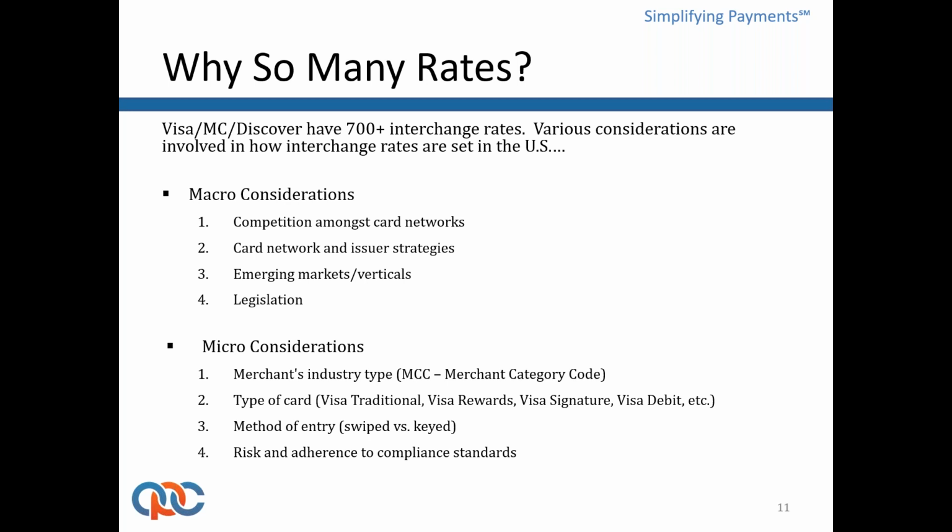A third reason why we have so many interchange categories is because of emerging markets. Both the card networks and the card issuers are trying to grow usage in the United States. We're pretty much paying for everything with cards, but they're always trying to find new markets where cards could be used. When I was growing up, you couldn't use credit cards at grocery stores, but now the majority of their sales are through credit and debit cards.